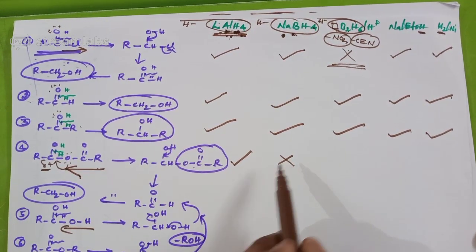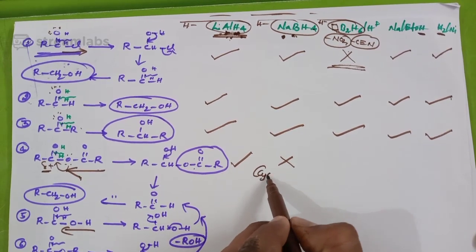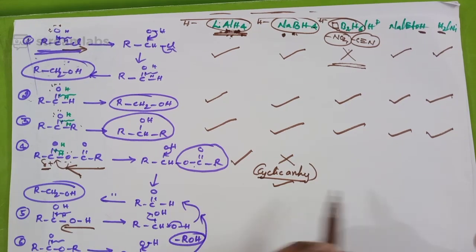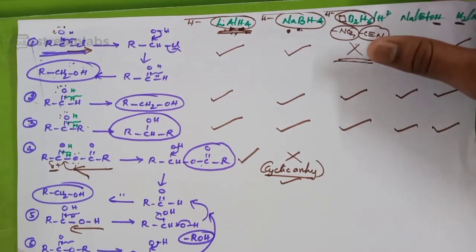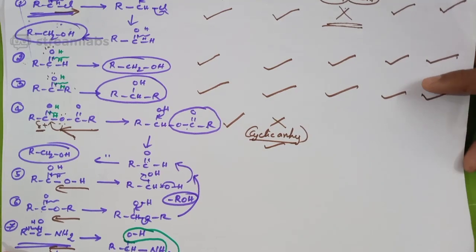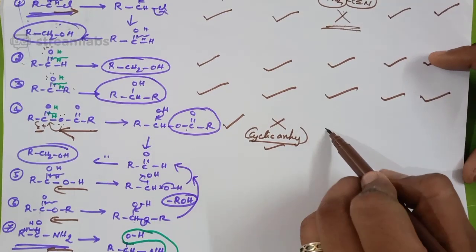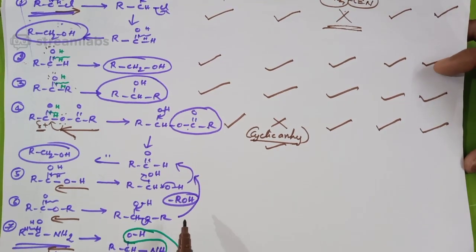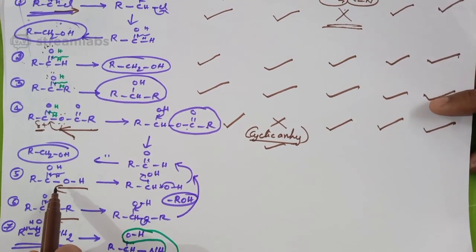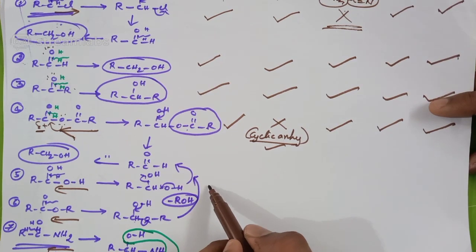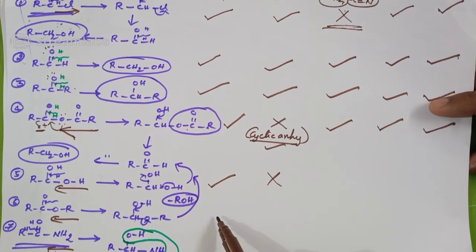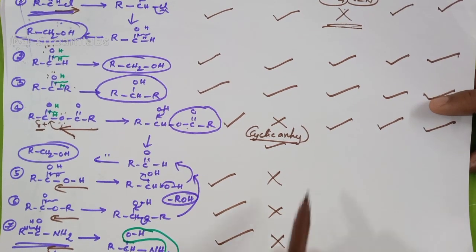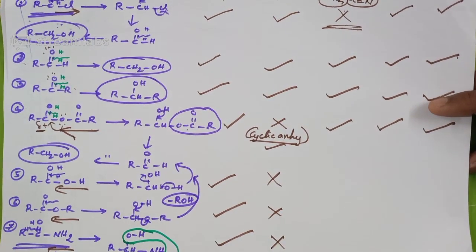But here one exception is there for NaBH4, that is cyclic anhydrides. Cyclic anhydrides can be reduced by NaBH4, just keep in your mind, only cyclic anhydrides can be reduced. And B2H6 can reduce, sodium with ethyl alcohol can reduce, and H2 with nickel can reduce this compound to alcohol. And carboxylic acid, yes, LiAlH4 can reduce, but NaBH4 no; ester yes, but here no; amide yes, but here no, because I said these all are electron donating groups.